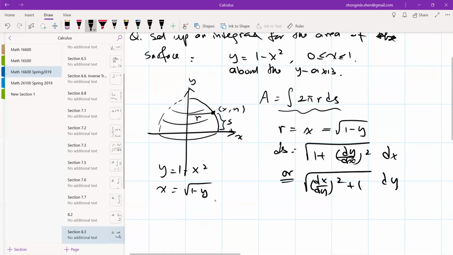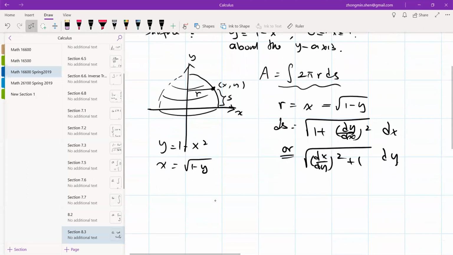So what we're going to do is use another parameter for the curve, x or y. You can use x as a parameter for the curve, or use y as a parameter for the curve. But r cannot be arbitrary. R must be equal to x, the first coordinate of the point. But if you want to use the y variable, then you change it to the square root of 1 minus y. So this is the idea.